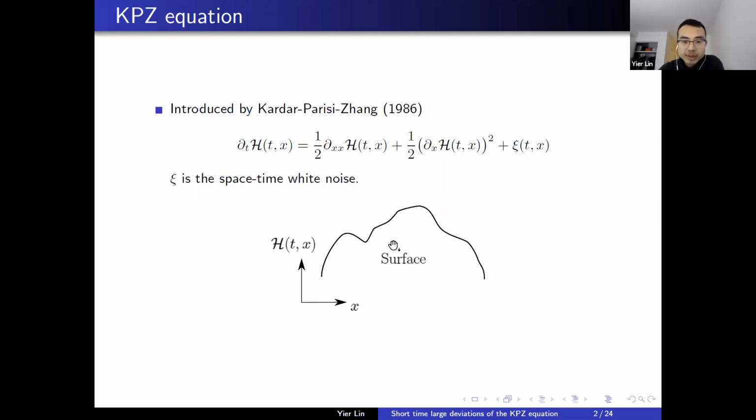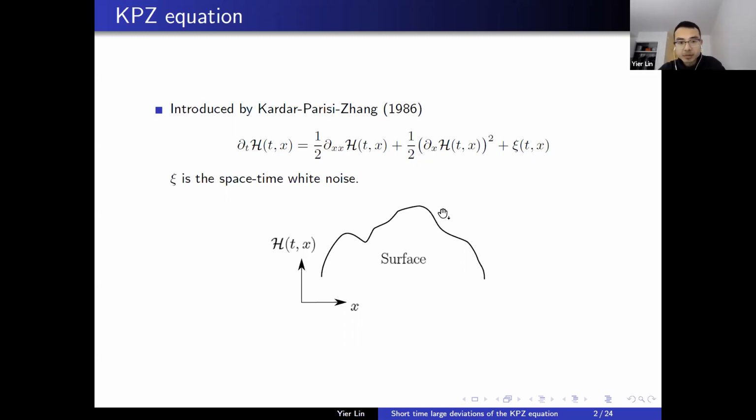The growth of this surface is governed by this stochastic PDE, where ξ plays the role of the driving force in a random environment. The Laplacian corresponds to some smoothing mechanism, which gives your surface certain regularity. And the nonlinearity term basically tells you the growth of the surface is slope dependent. So this is a very brief physics philosophy behind the KPZ equation.